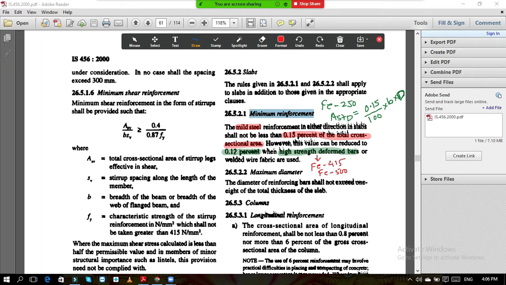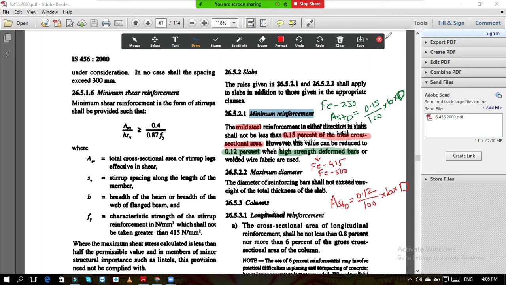And what is the percentage of steel for minimum reinforcement? That is our distribution steel. It is 0.12%. So here I can write AstD is equal to 0.12 divided by 100 into b into capital D, overall depth. So this is the clause number. Remember this clause, note it down.